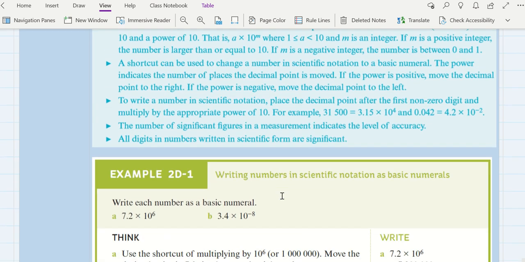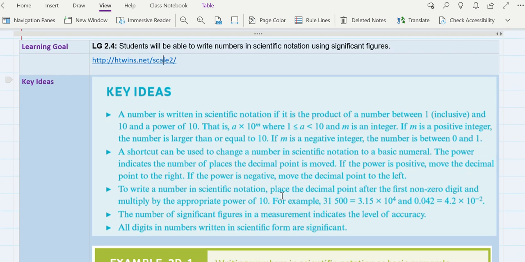So the main point of today's lesson is, why do we use scientific notation? Well, you can see there that we're just dealing with some really large numbers or some really small numbers, and so it's easier to use something called scientific notation. So let's have a look at our key ideas.